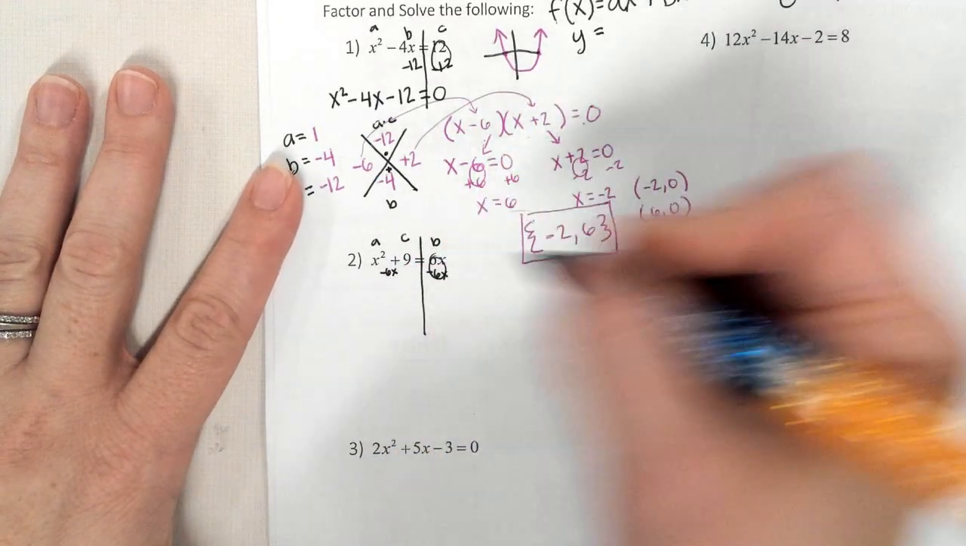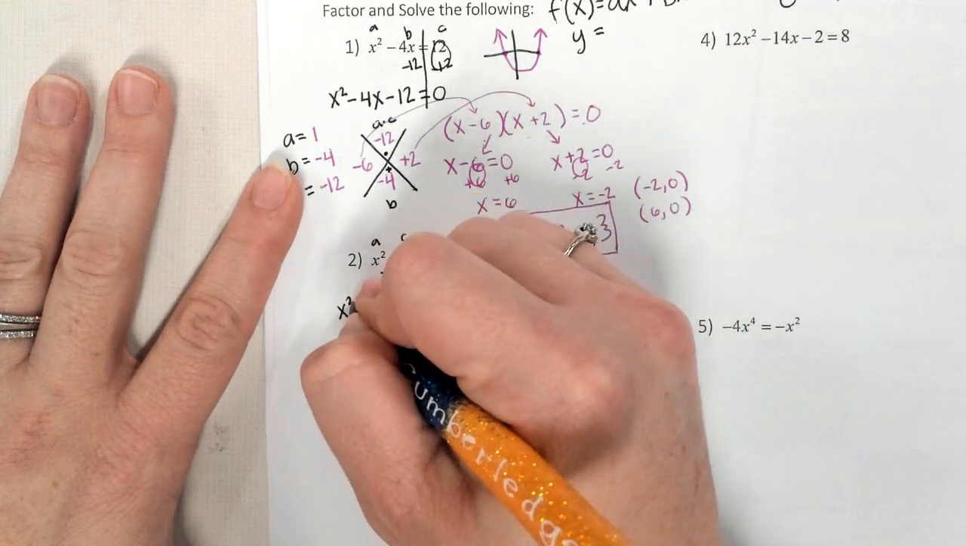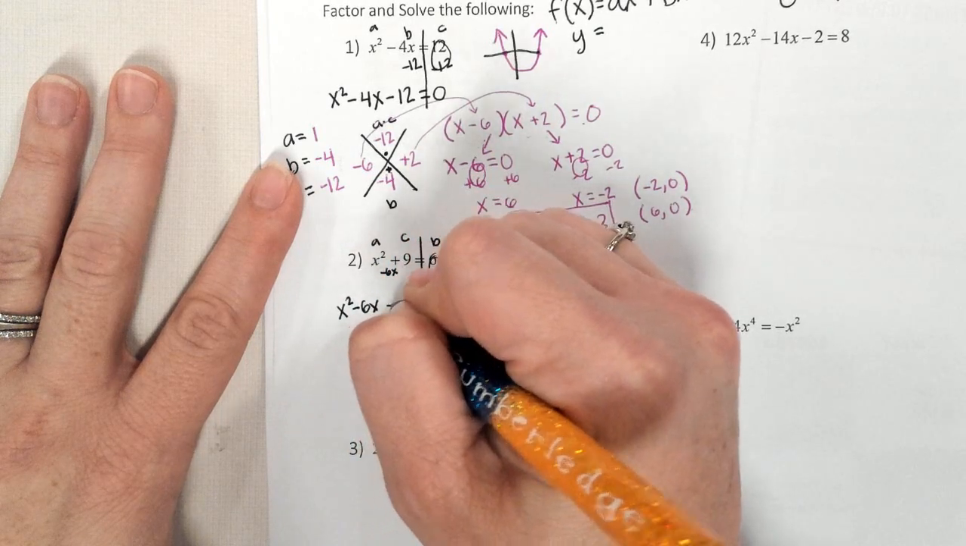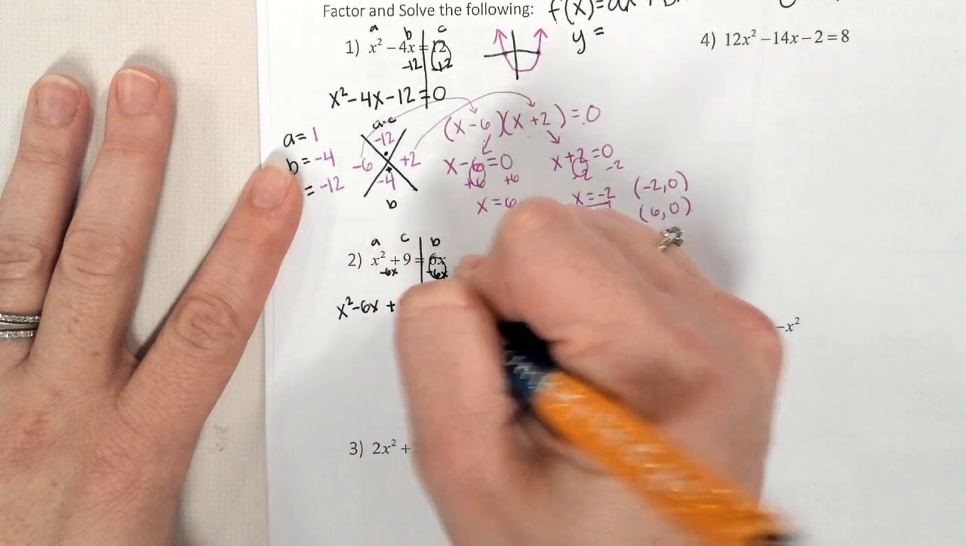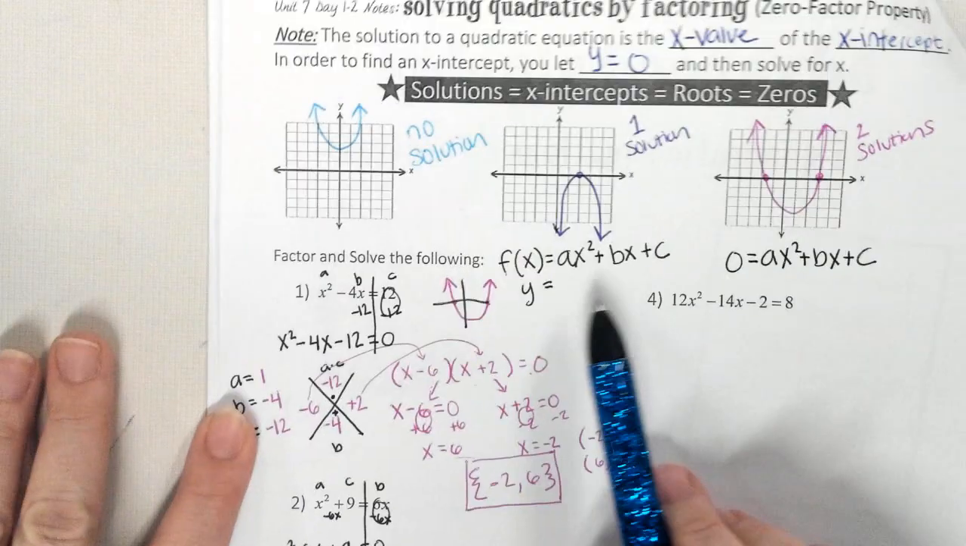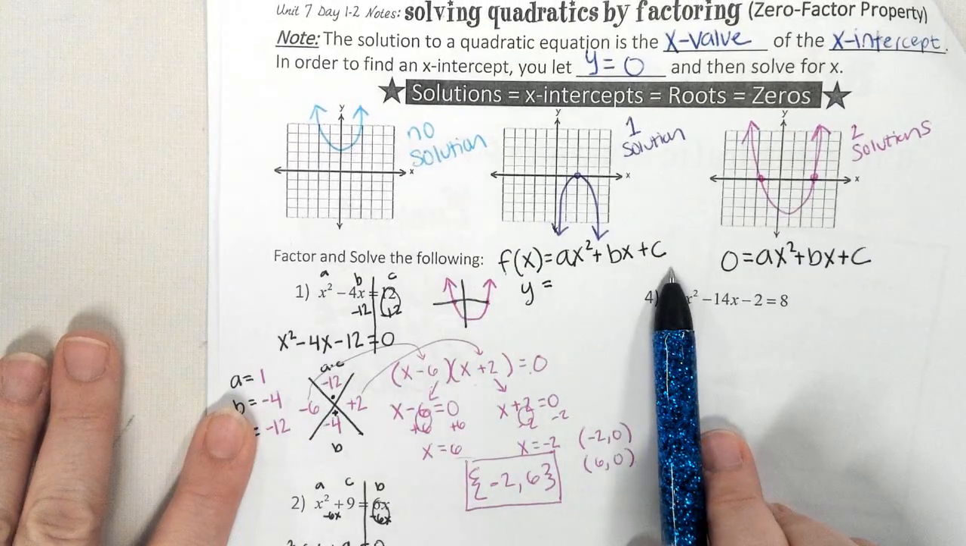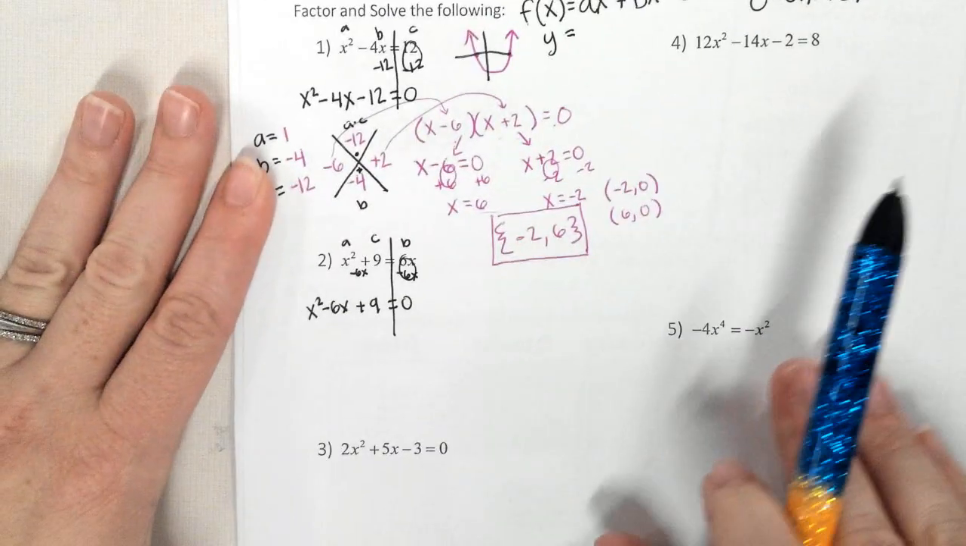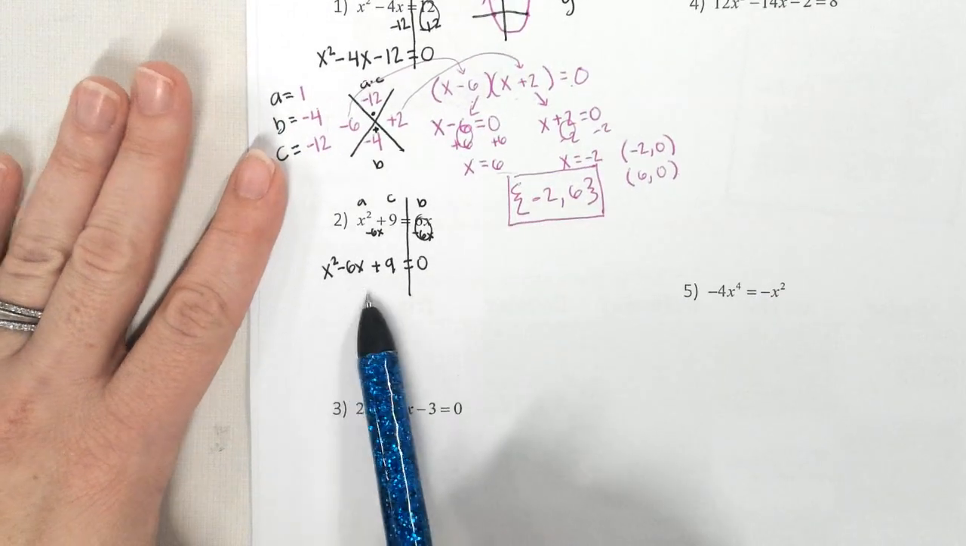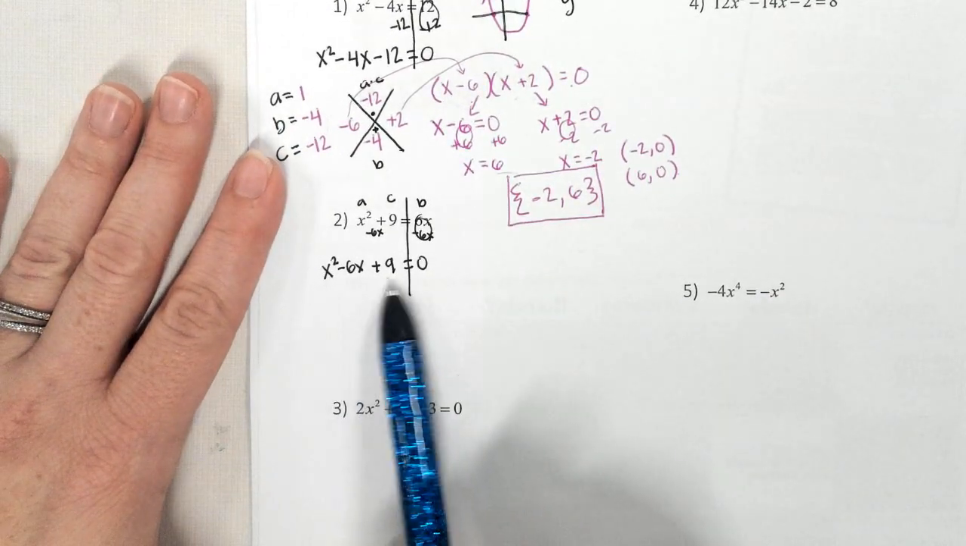It has no like terms, so when I rewrite it, I get x squared minus 6x plus 9 equals 0 because it's my B term. And it goes A, B, C, right? Highest degree to lowest degree. x squared is 2, 1, 0.